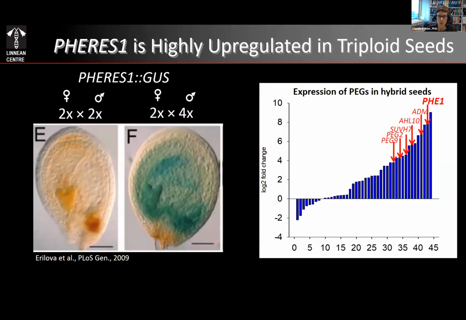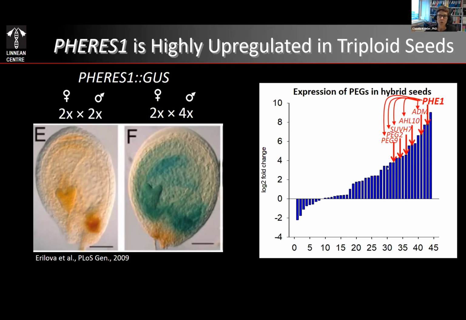And FERIS1 is probably also the explanation why PACs in general, and in particular also our suppressor genes, are highly upregulated in triploid seeds, because FERIS1 itself is highly upregulated for reasons we can only speculate on. But as I said, FERIS1 directly binds to PACs, including also suppressors, and increased dosage of FERIS1 will likely lead to increased expression of suppressor genes, as well as all other PACs that are upregulated.